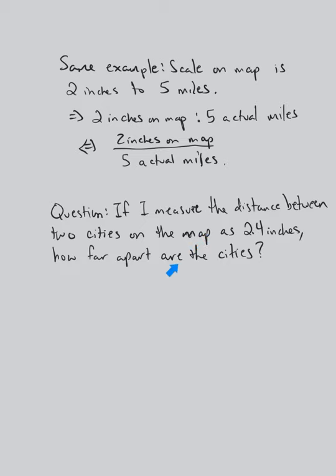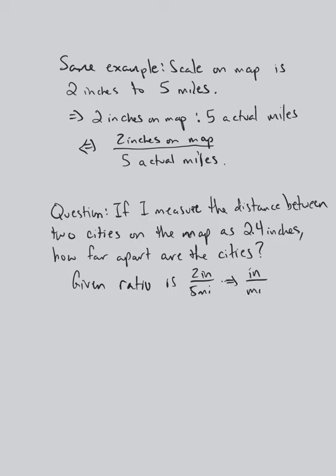And then I want to know how far apart the cities actually are. Okay, so now what you want to do, and these are actually pretty straightforward once you get used to them, but the key thing is to keep up with the order in your ratio. Our given ratio is 2 inches to 5 miles, like that. And so the form of our ratio is inches over miles.